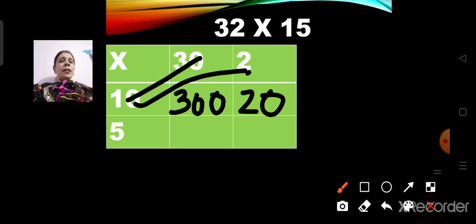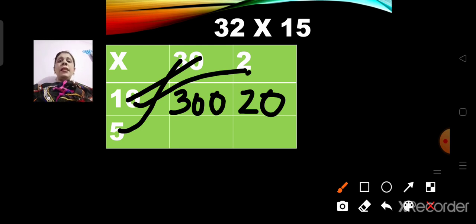Okay. Now children, in the previous sum we did the sum with one digit. Now here we are having two digits. So now what are we going to do? We are going to multiply this 30 by 5. I don't know the 30 table, so I will say the table of 3.